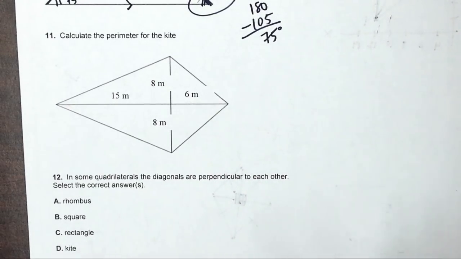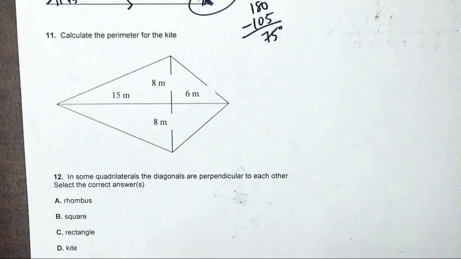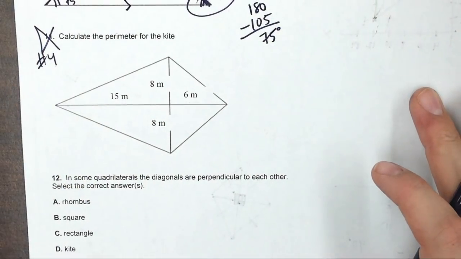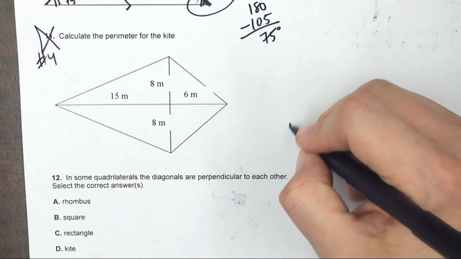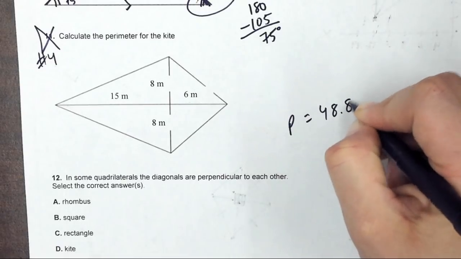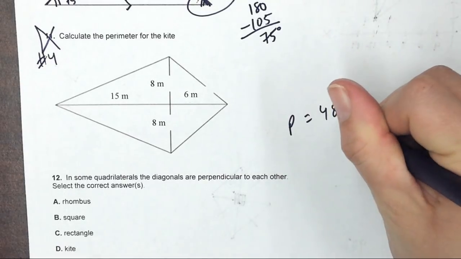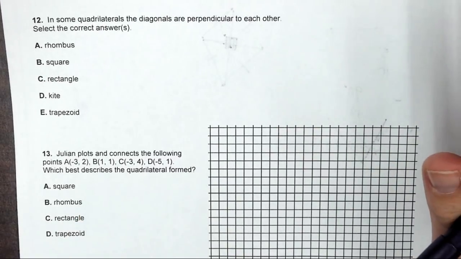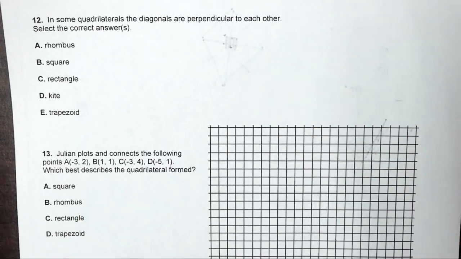Calculate the perimeter for the kite. I feel like we just did this problem, actually. We did just do this problem. This is a repeat of number 4. Alright, no worries. Don't need to do that. We already did it. It was 48.84 inches.